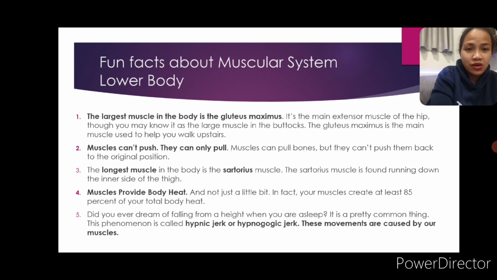Number 4. Muscles provide body heat, and not just a little bit. In fact, your muscles create at least 85% of your total body heat. Number 5 and the last one. Did you ever dream of falling from a height when you are asleep? It is a pretty common thing. This phenomenon is called hypnic jerk or hypnagogic jerk. These movements are caused by our muscles.